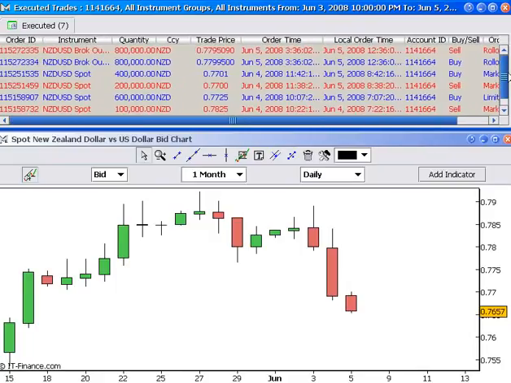So as you can see, there was a total of approximately 110 points made on an 800,000 position, resulting in around a $10,000 Australian profit. If you're in the US, that's approximately $9,500 and around £5,000.